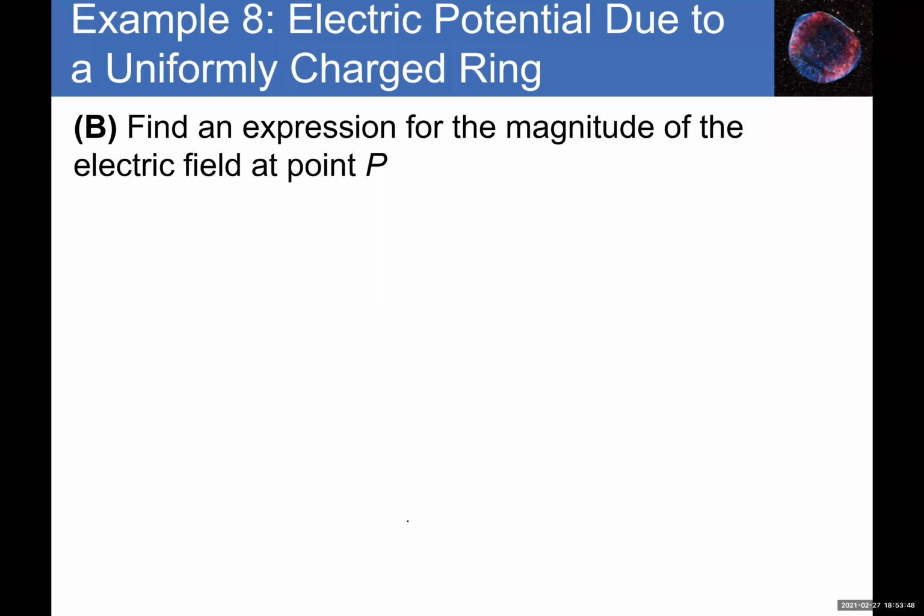Okay. Part B says find the expression for the magnitude of the electric field at that point P. All right, that means if I want to find the electric field using Coulomb's law, we could have done that. I showed you in the previous videos. But what I'm going to do here is this. Since we have the potential, which is kq over x squared plus a squared, using the symmetry, we can see.